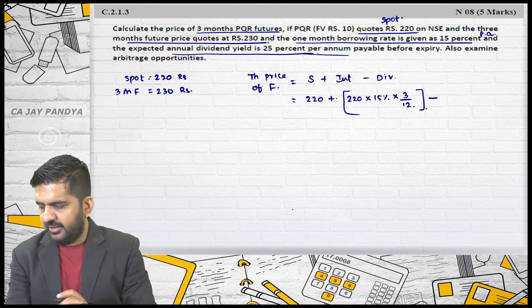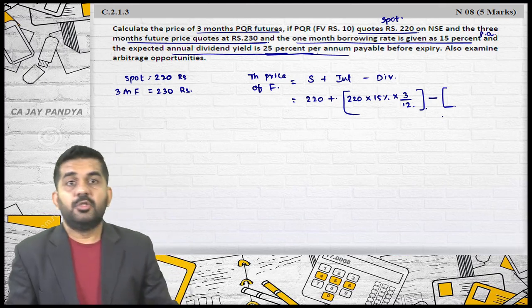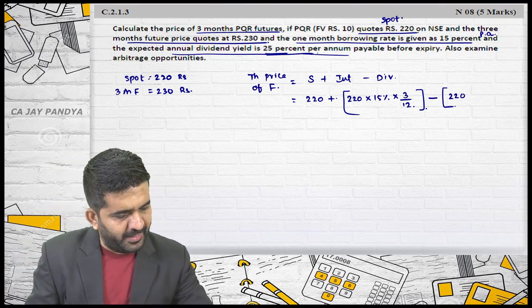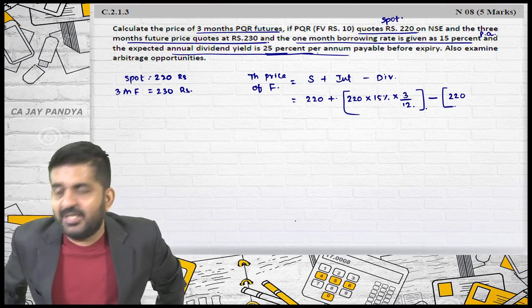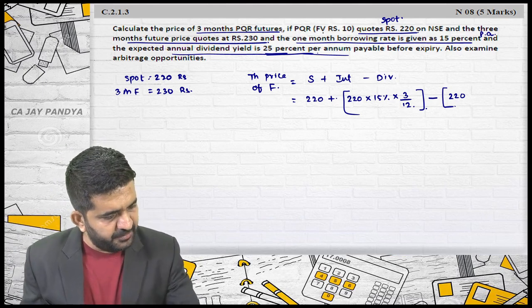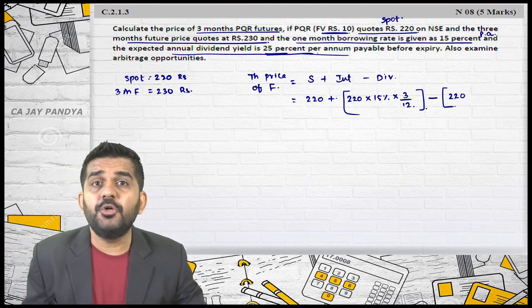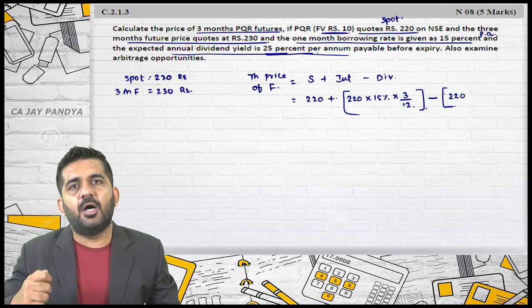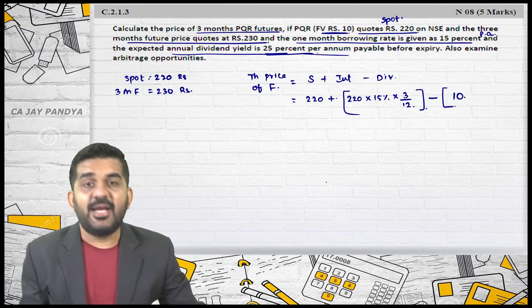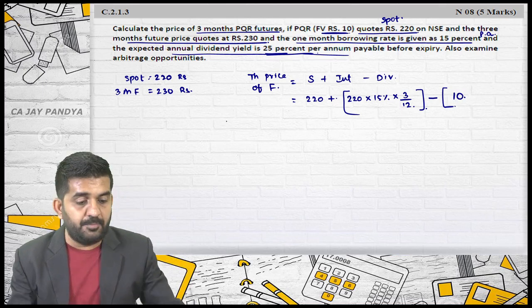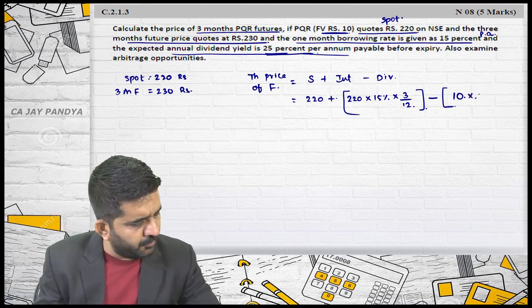Minus dividend. So, what is the dividend rate? 25%. The dividend will be paid on 220 rupees. If you see the suggested answer, it is paid on 10 rupees. What is 10 rupees? It is the face value. It should be paid on 220 rupees. For matching the answer with the suggested one, I will be taking 10 over here. At the end of the question, I'll explain why it should be 220 and not 10. So 10 into the dividend yield, 25%.